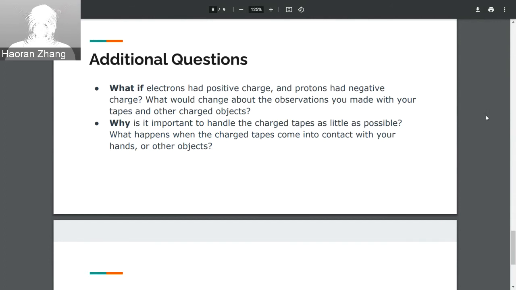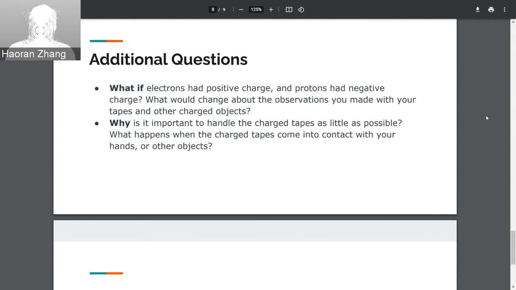And next question: why is it important to handle the charged tapes as little as possible? What happens when the charged tapes come into contact with your hands or other objects? If my hand contacts the charged tapes, we should expect that the charge on the tapes will spread over not only the tapes but also the human body.